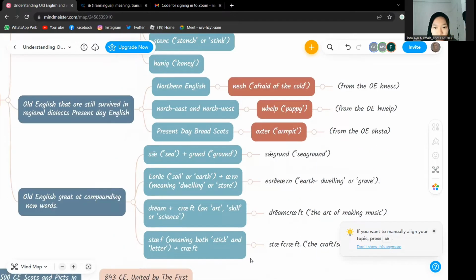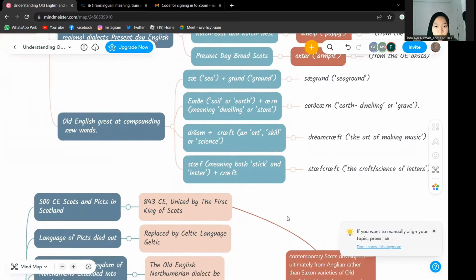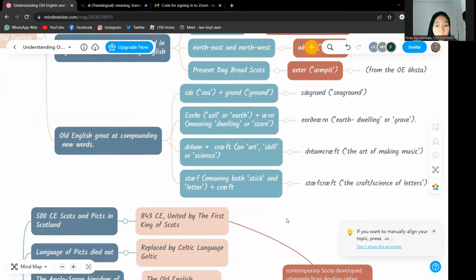And then there are some Old English words that are results of compounding words. There are 4 examples. The first one is sea, which means sea, and ground, which means ground. It became one, and there's a new word called sea ground. And then there's earth, or soil, and urn, which means dwelling or store. It combined and became earthen, or earth dwelling or grave.